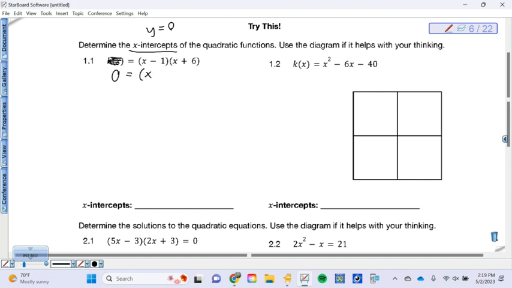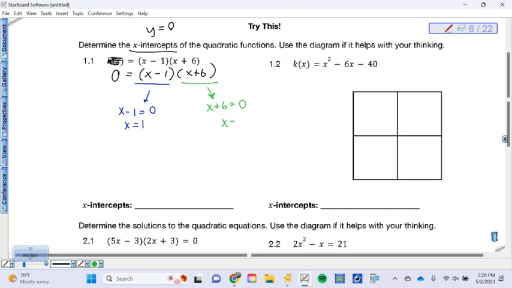So 0 equals x minus 1 times x plus 6. I have two things that multiply together to equal 0. So what does that mean about these things? This has to equal 0, or this one has to equal 0. So if x minus 1 equals 0, what does x equal? 1. And if x plus 6 equals 0, what does x equal? Negative 6. Perfect.